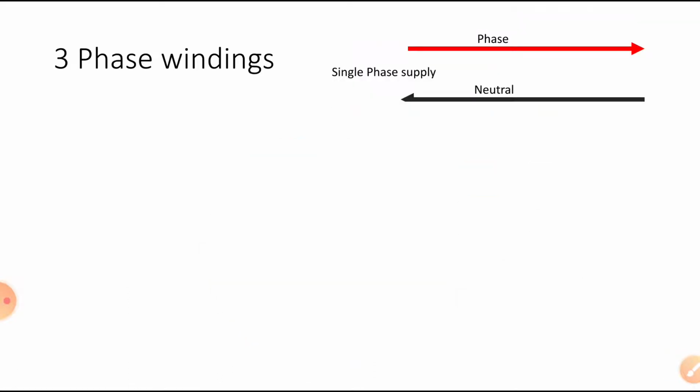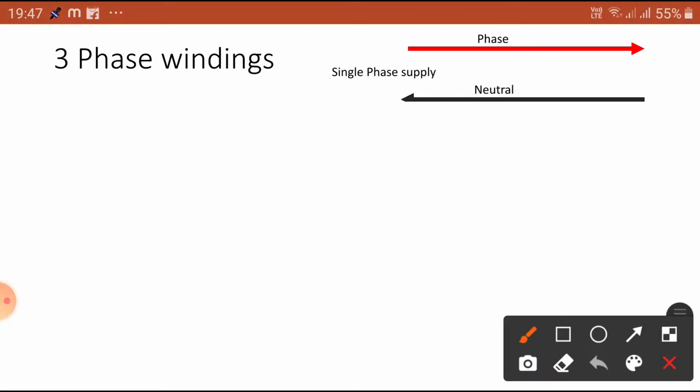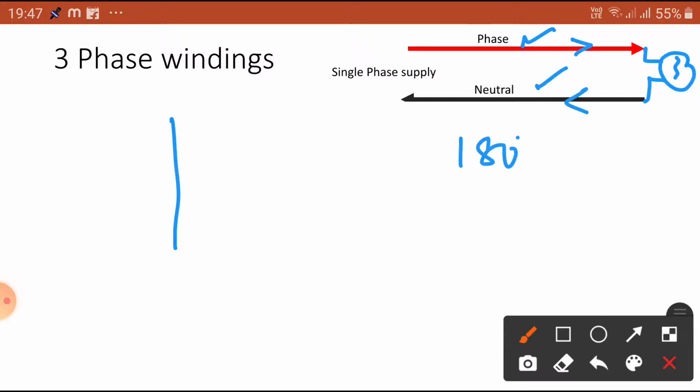Before that, for the 3-phase winding, there is one point you have to remember. In the case of single phase, what will happen? There is a phase and a neutral. Whatever current comes, if you connect the load here, it will simply flow. The phase displacement is 180 degrees between phase and neutral.